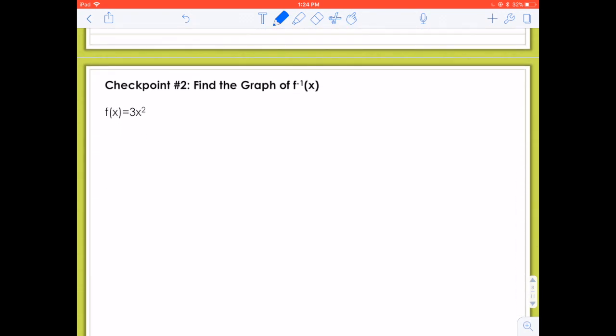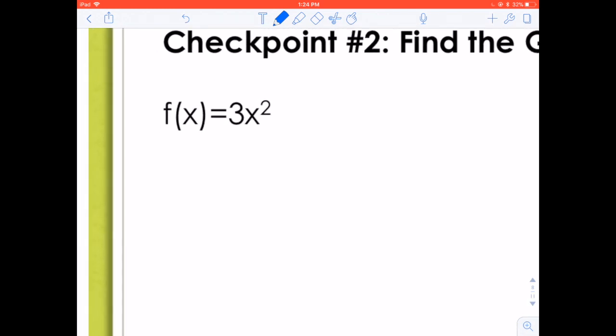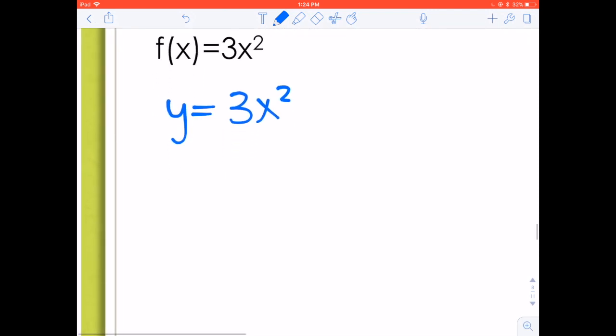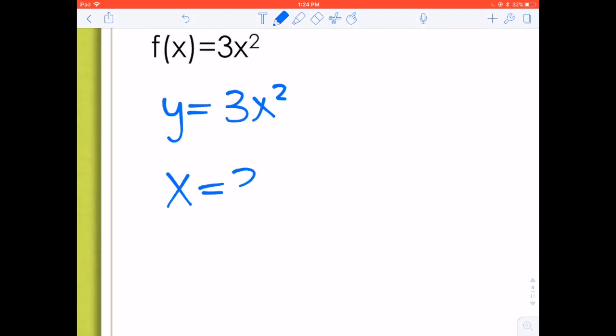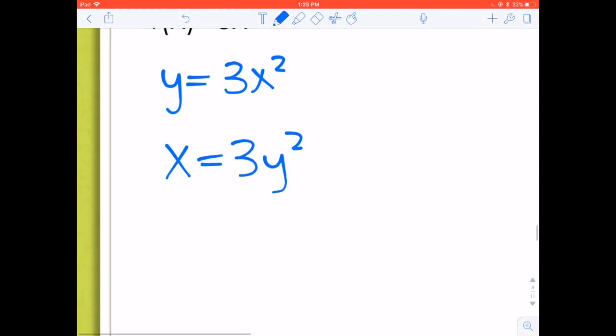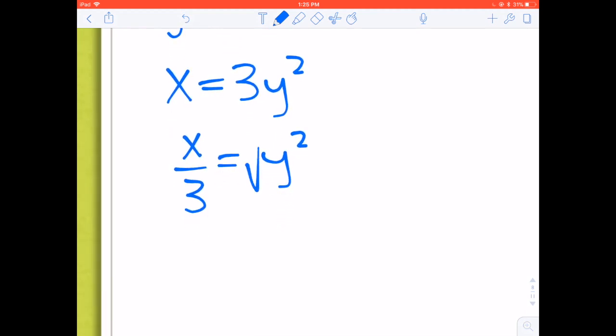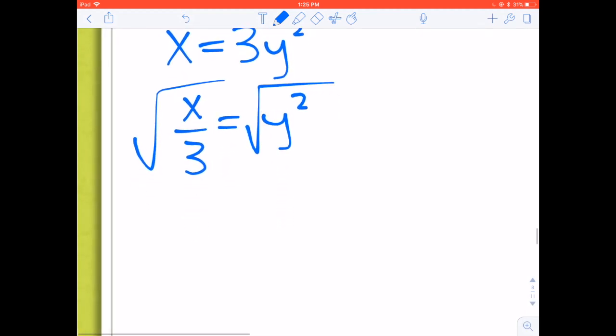Let me show you one more of these. If we have f of x equals 3x squared, first we write it as y equals 3x squared. Then we switch x and y. So x equals 3y squared. Then we divide by 3, so x over 3 equals y squared.